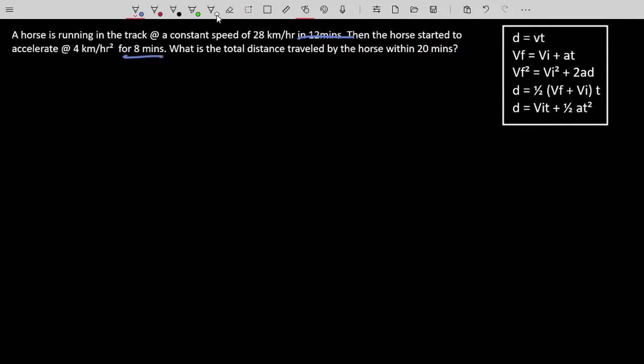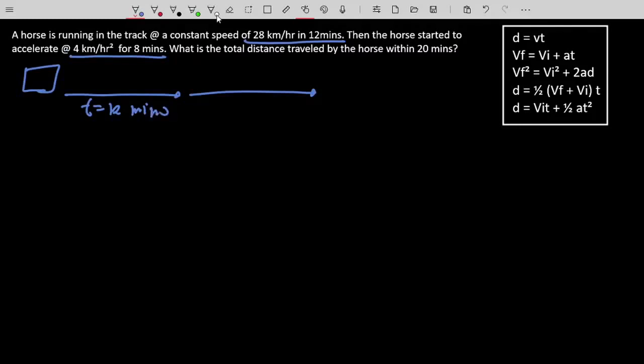So in this case, we actually have two parts. First is your 28 kilometers per hour in 12 minutes and the other one is 4 kilometers per hour squared for 8 minutes. Now I want you to keep in mind that whenever we have a complicated problem, it is better for you to visualize it first. Now, again, this is your horse, and we know the horse is going to travel for two parts. So first, the horse traveled for 12 minutes, and for the second one, the horse traveled for another 8 minutes.